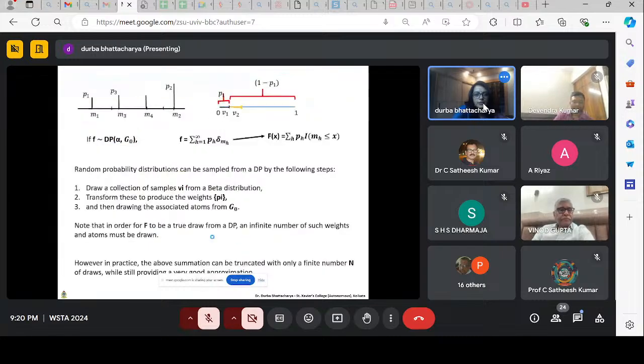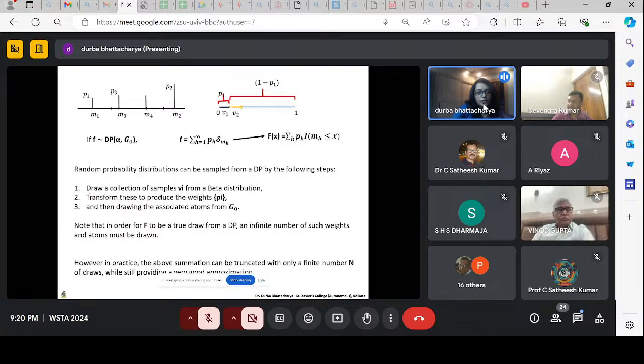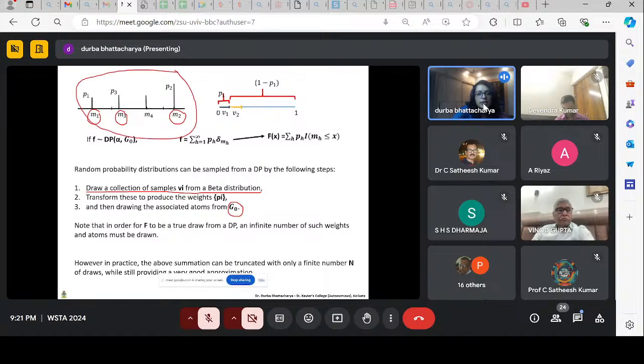I'll just summarize it. So the steps are, draw a collection of samples V_i from the beta distribution, beta(1, alpha). That we have seen, how to generate this deterministic transformation. And we can transform these to produce the weights pi_i. And these atoms, m1, m2, m3, are generated according to the base probability measure, capital G naught, right? So we can see that Dirichlet process generates a random probability measure. As is evident from this diagram, it is a discrete probability measure.